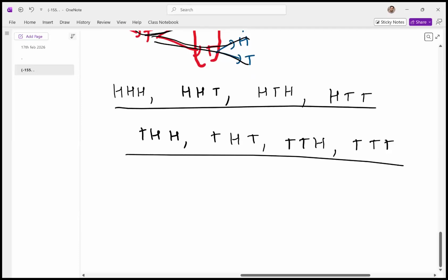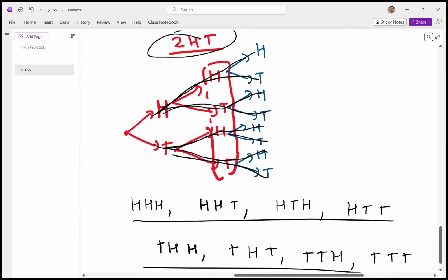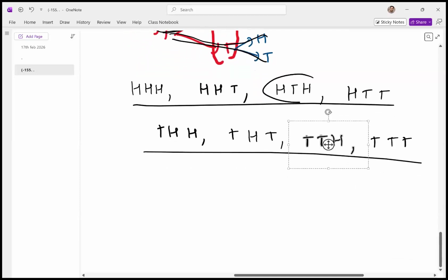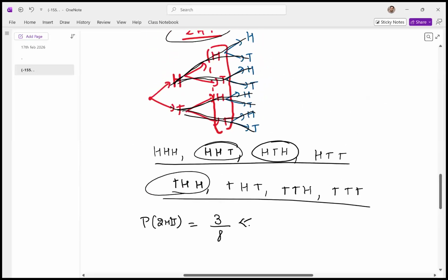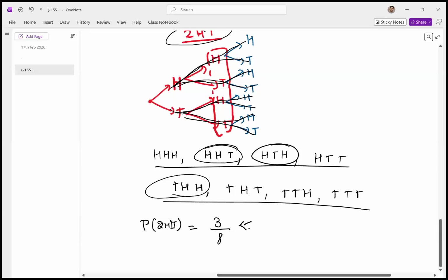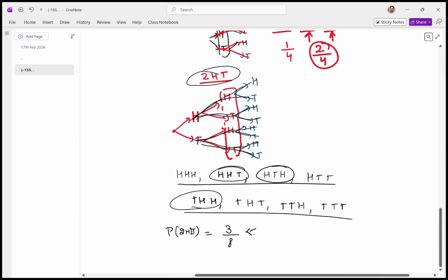Now, out of these 8 outcomes, what is the desired outcome? That is two heads and a tail. Two heads and a tail, two heads and a tail, two heads and a tail. So this will be 3 over 8. The probability of getting two heads and one tail is 3 over 8. That's how you can solve a question based on the classical approach. This is also called drawing a tree for the given question, which helps us make the question a little easier.